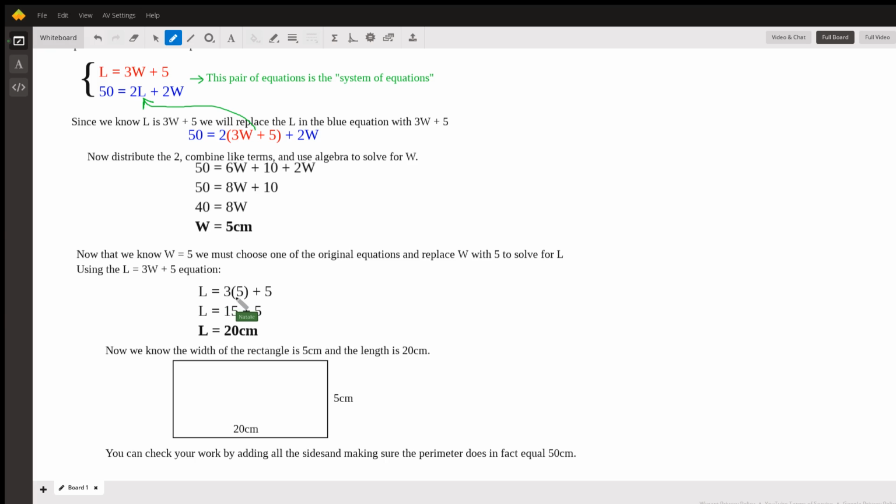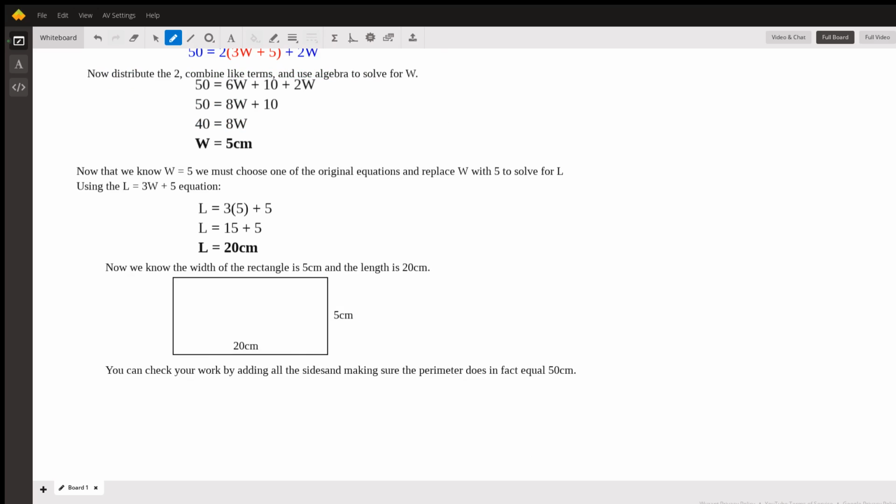So 3 times 5 plus 5. So we get that L is 20. So now we have solved for the length and width of the rectangle.